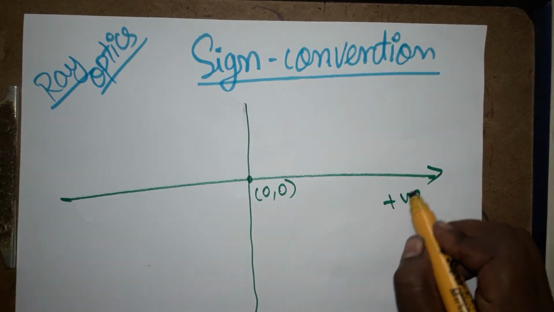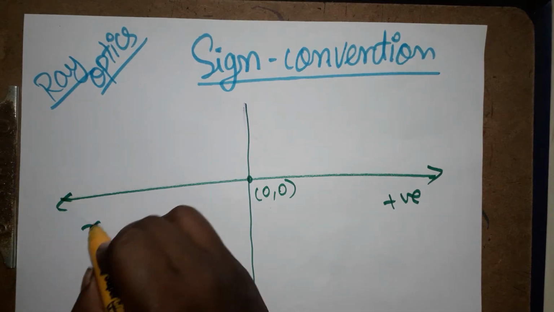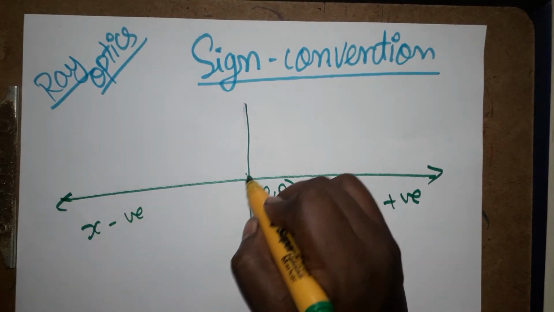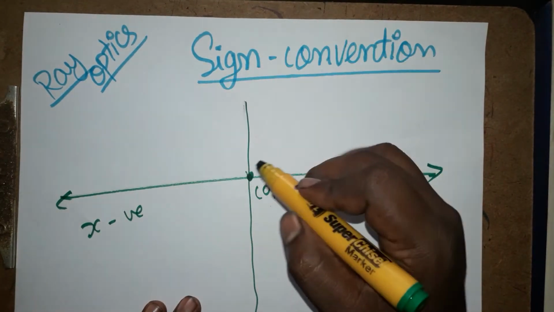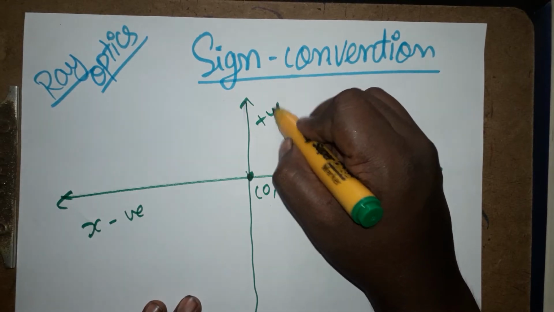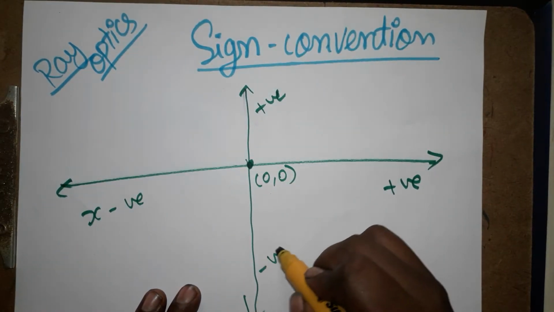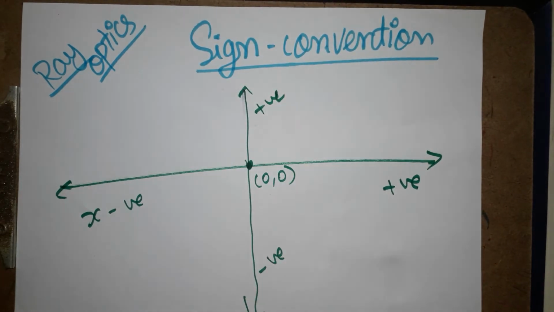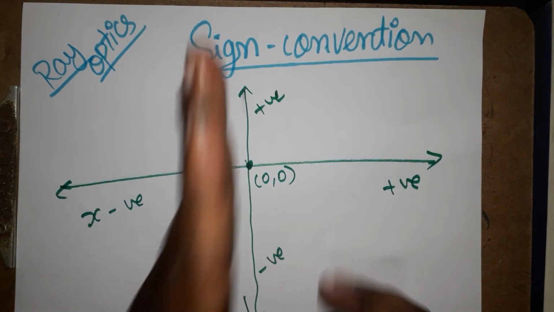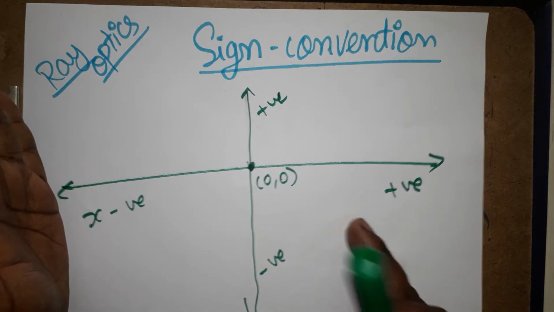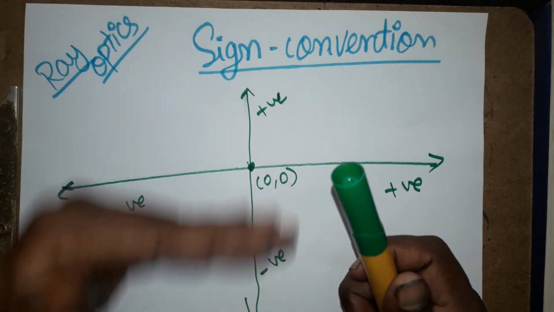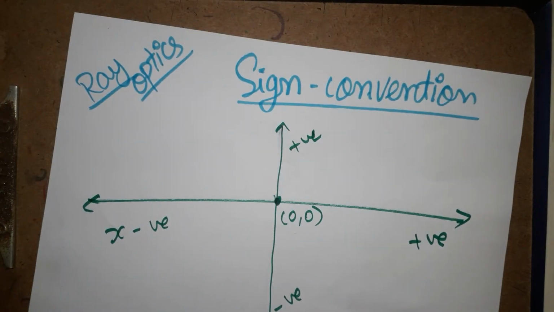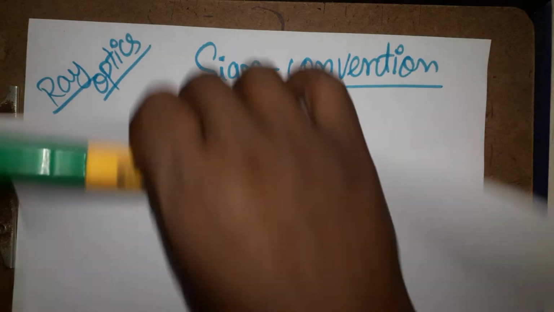This is the positive x-axis. This is the negative x-axis. From the center, the left side is negative and the right side is positive. Above the center is positive on the y-axis, and below the center is negative. If you know this logic, you can easily do the sign convention. I will repeat again: left of the origin is negative, right of the origin is positive, above the origin is positive, below the origin is negative. Now I will do a small example of how we can use these positives and negatives.